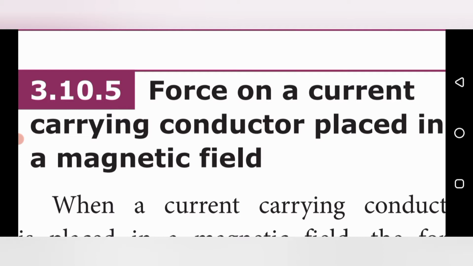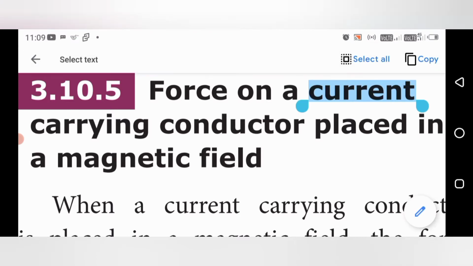Now we have to find the force on a current carrying conductor that is placed in a magnetic field, because in this current carrying conductor the charges are present. Charges means here the free electrons are considered as charges. So what is the reaction of these charged particles when the current moves in the conductor, which is placed in a uniform magnetic field? So what is the force value? That is the topic here.